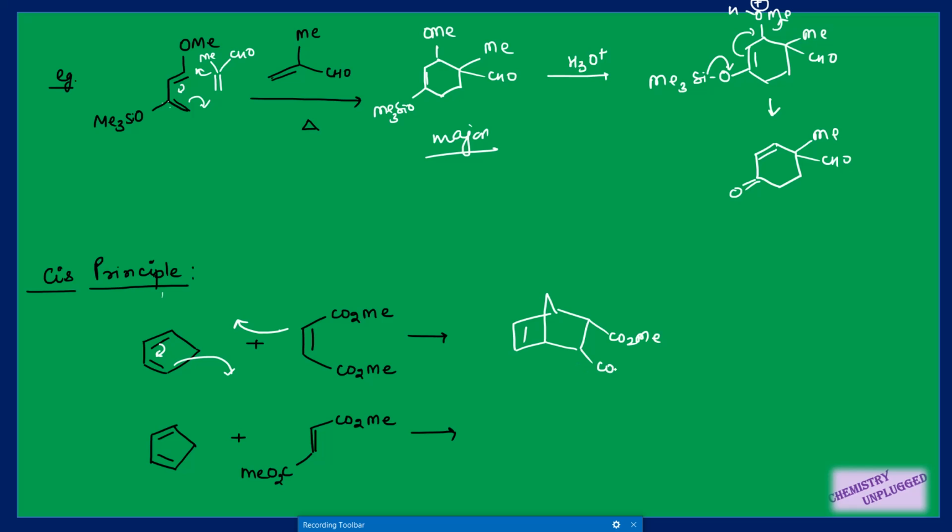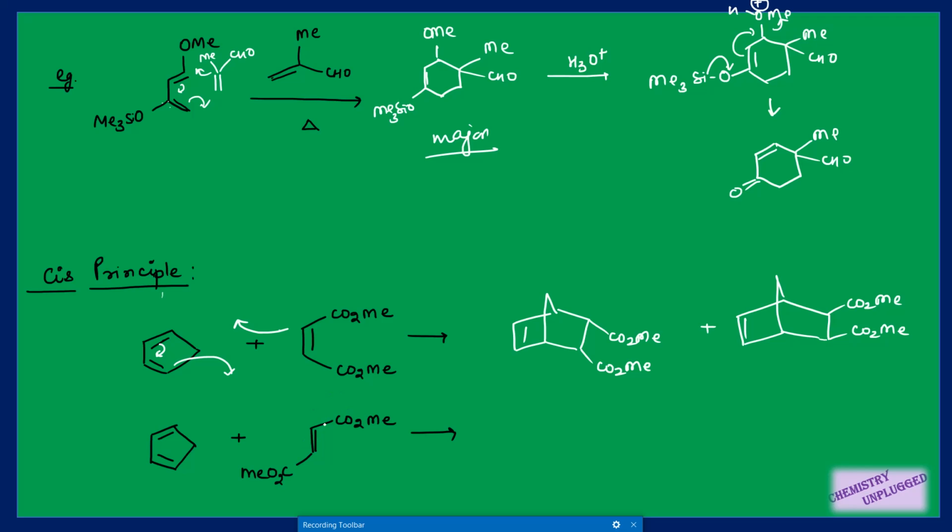It can give us two types of product: this is the endo product, or it can give us the exo product. We will decide how to find out which product will be major a little bit later. One thing you can understand here is that I can have these two types of products in which both the functional groups are on the same side as in the starting material.